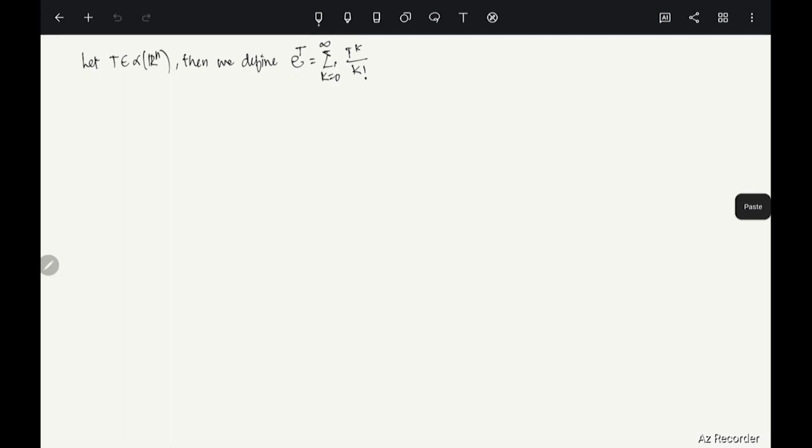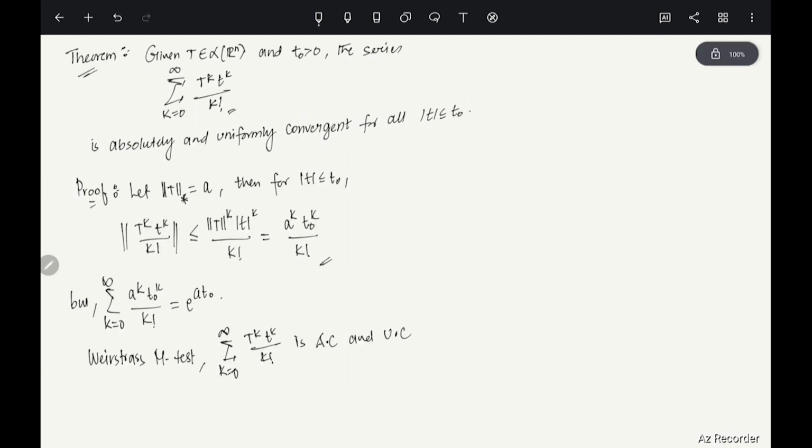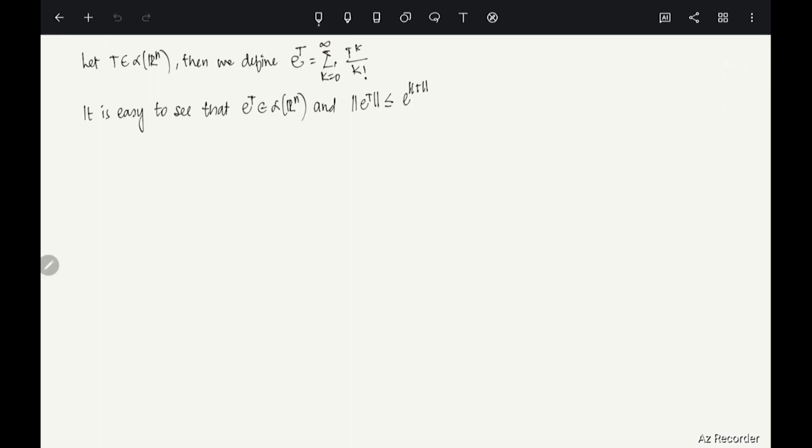Now, of course, you can use the properties of limit. It is easy to see that e power t is a linear operator on Rn. This is just a property of limit. And of course, this is also true: the norm of e power t is dominated by e power norm of t. This is what we proved here. Clear? Now I will explain why we are suddenly interested in the exponential of an operator, but this is very important.